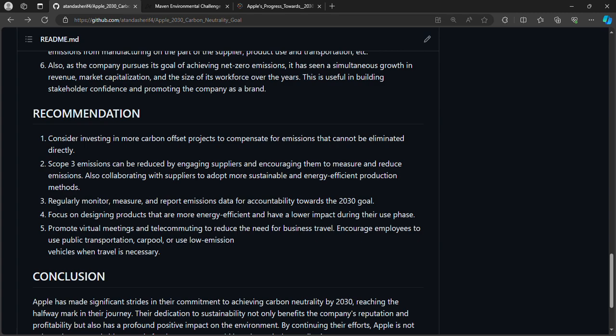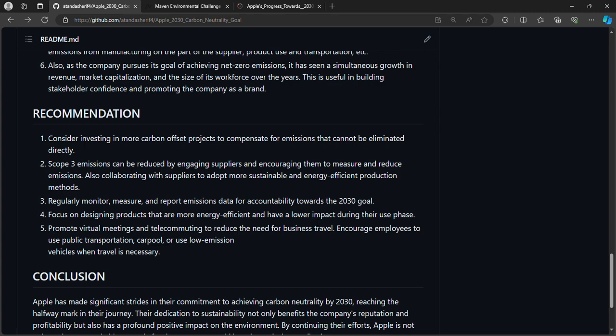Also, number 3, regularly monitor, measure and report emission data for accountability. Just like I am currently doing a report, it should not be a one-time thing. It should be progressive, maybe per month or every 3 months, just to track progress. Also, focus on designing products that are more efficient and have a lower impact during their use phase.